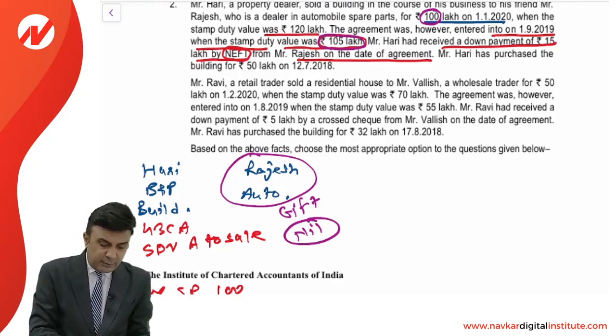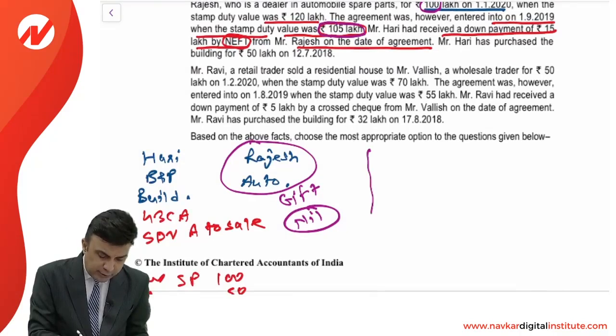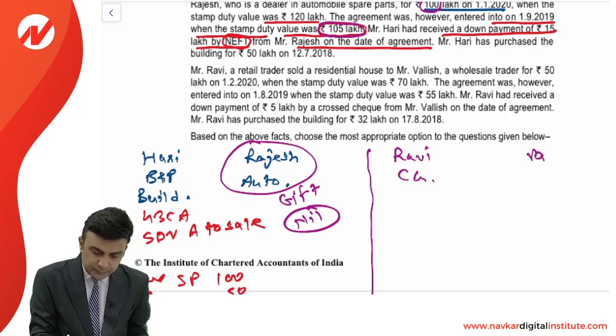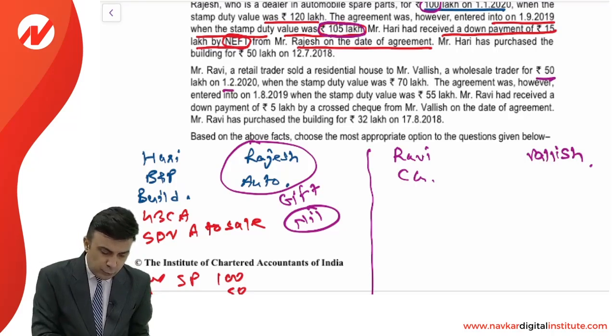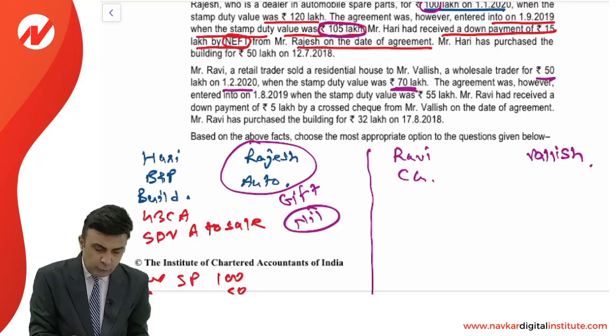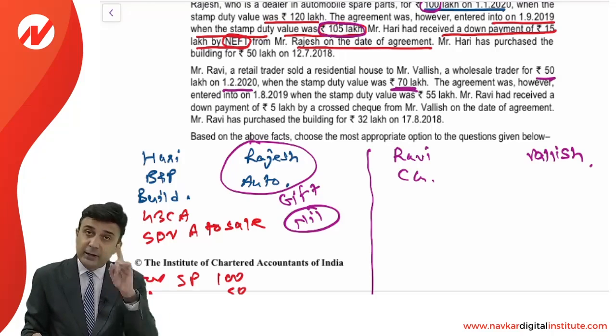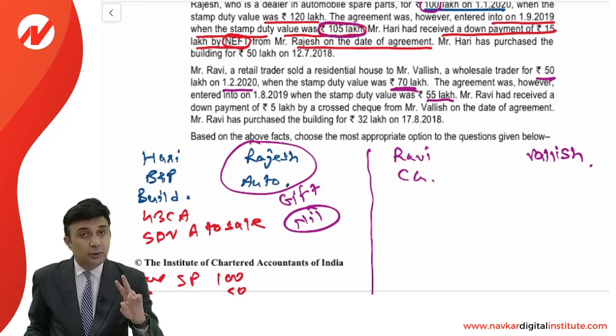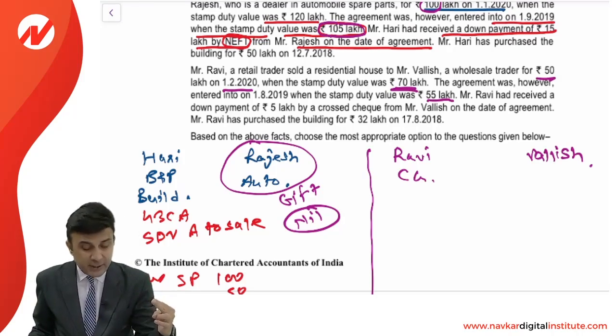Friends, at the same time, Ravi, a retail trader, sold a residential house to Valis, a wholesale trader. Retail trader Ravi, so for Ravi it is going to go to capital gain. The house was sold for 50 lakhs on 1/2/2020 when the stamp duty value was 70 lakh. The agreement was however entered into on 1st August 2019 when the stamp duty value was only 55 lakh. So there is a huge increase in the stamp duty value we can see.